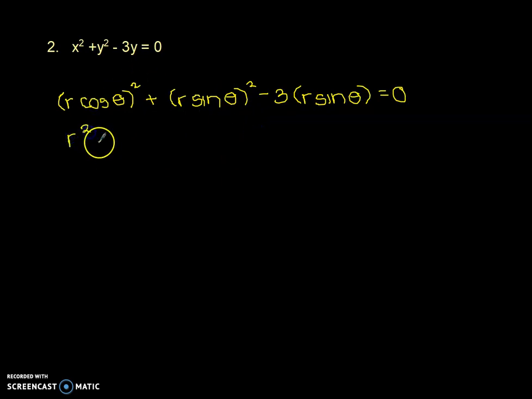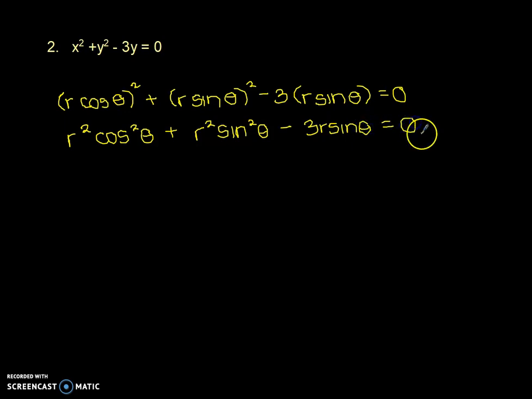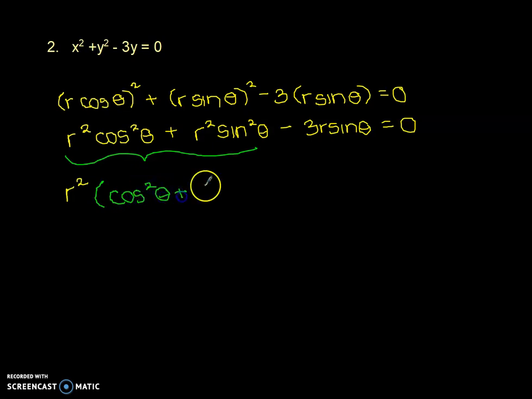So I'm going to square the r and cosine as I did in the previous problem, and square the r and the sine, and minus 3r sine theta. Okay, so I have the same deal I had before. I have a GCF of r squared. Bring down the r squared and factor it out of each term, which leaves me with cosine squared plus sine squared. Bring down the rest. Minus 3r sine theta equals 0.